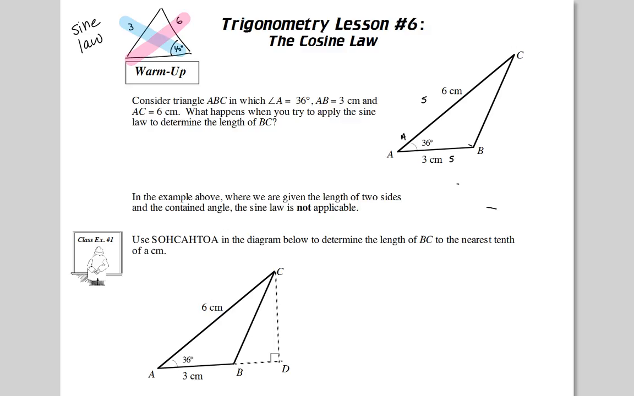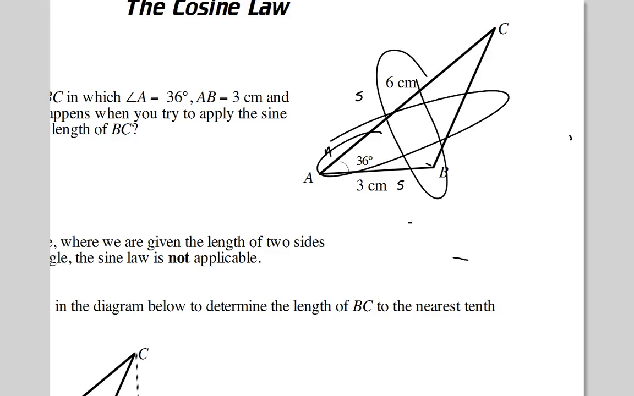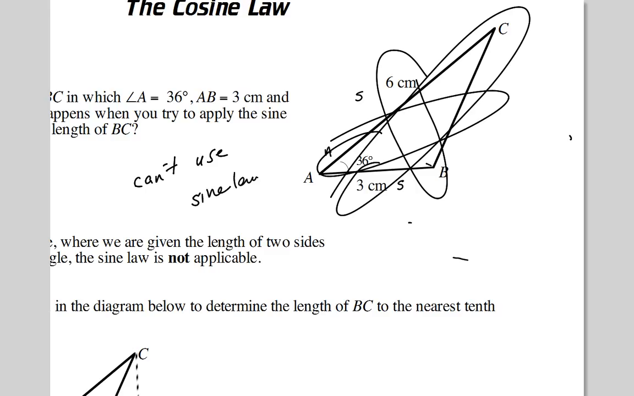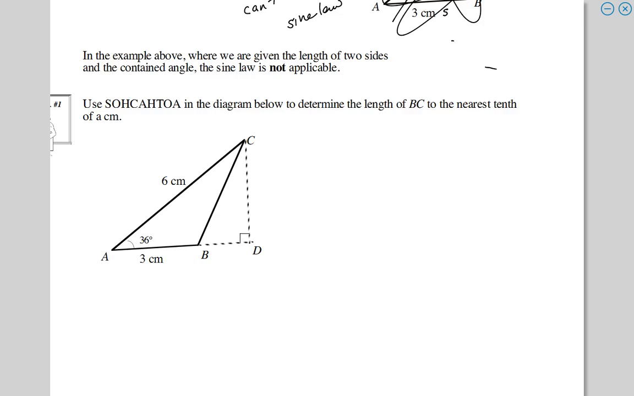So what happens when you try to apply the sine law? I'm assuming it's going to break down. So 36 would go over here, and you don't know that angle. Then 6 goes with B, you don't know the angle, and 3 goes with that, and you don't know the angle. So you can't use sine law. So we're going to introduce this other law called the cosine law.